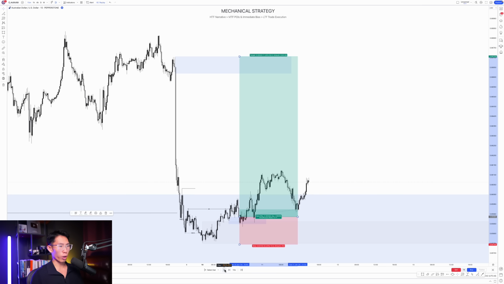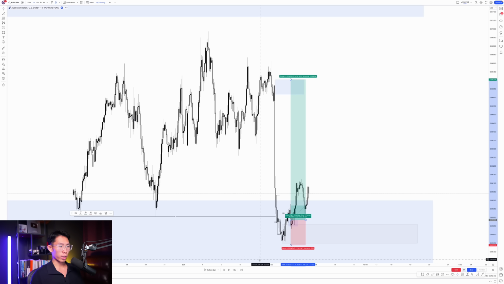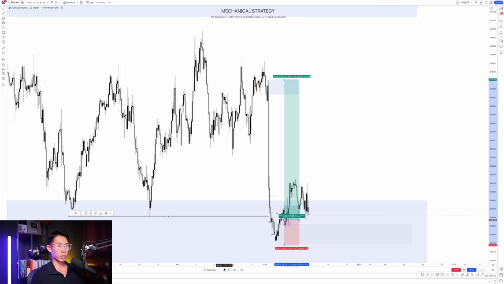Honestly, for this trade, I could have refined my stop loss a little bit better as well. I could have placed it below this flip zone, but I think I was trying to be more conservative, so I placed it below this point of interest that we have right here. So you can see how this trade plays out.